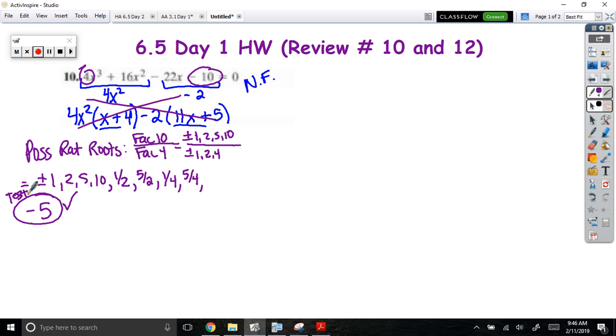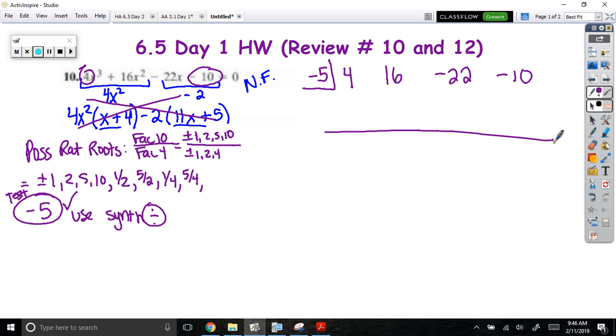So now we are going to use synthetic division to divide out the negative 5. So we'll put negative 5 in our box and we will put our coefficients, 4, 16, negative 22, and negative 10. We will divide this out, which it should come out evenly to get a remainder of 0 if we do this correctly. 4 times negative 5 is negative 20. Remember, we add downward to get negative 4.